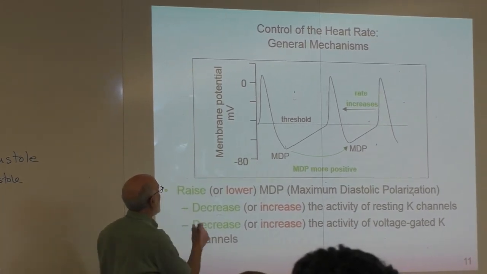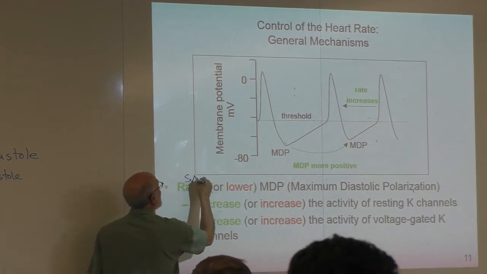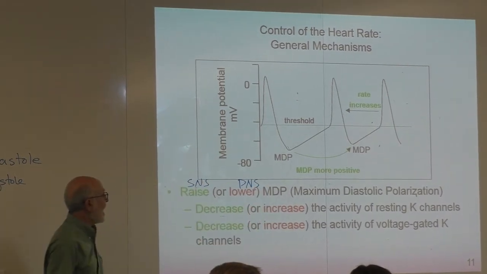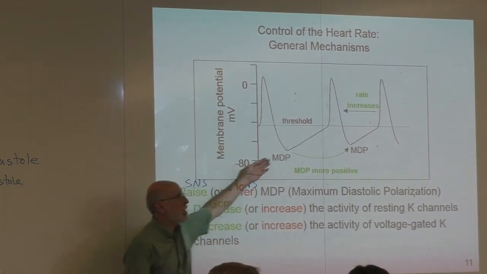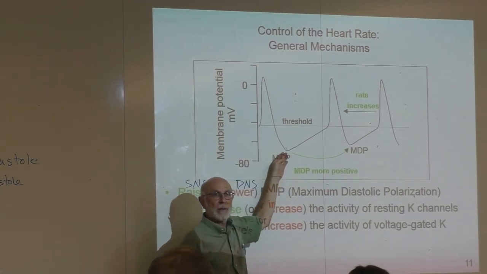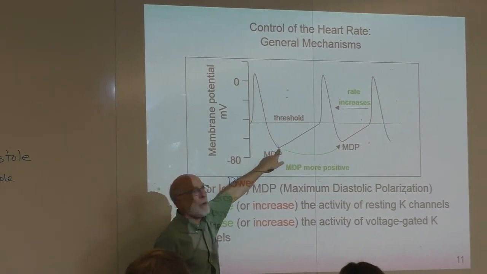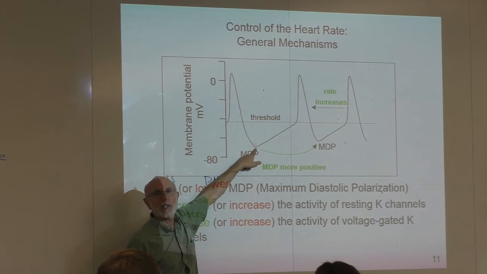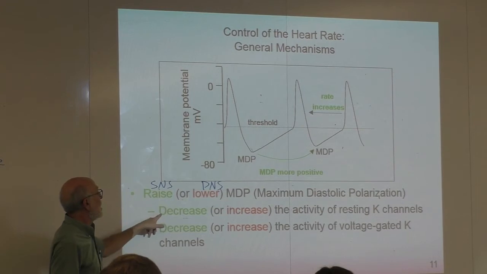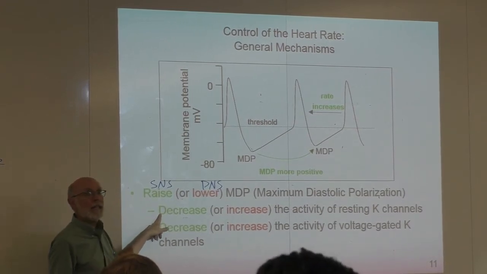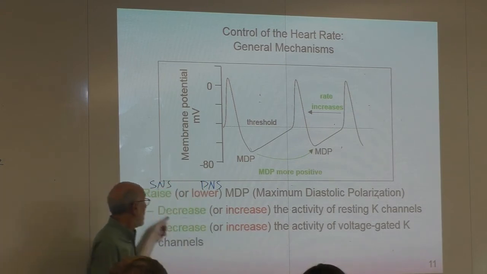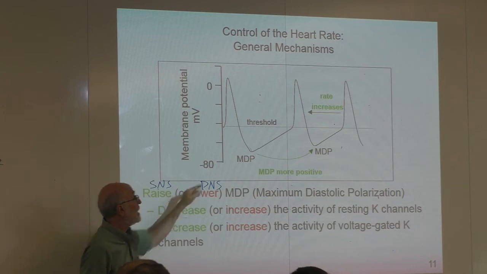Well, this is the sympathetic nervous system, and this is the parasympathetic nervous system. And it all focuses on K channels, right? Because the voltage-gated potassium channels and the resting potassium channels are what control how negative the membrane potential gets after a beat. So if we decrease the number or activity of resting K channels or voltage-gated K channels, if we decrease their activity, it doesn't go as negative.